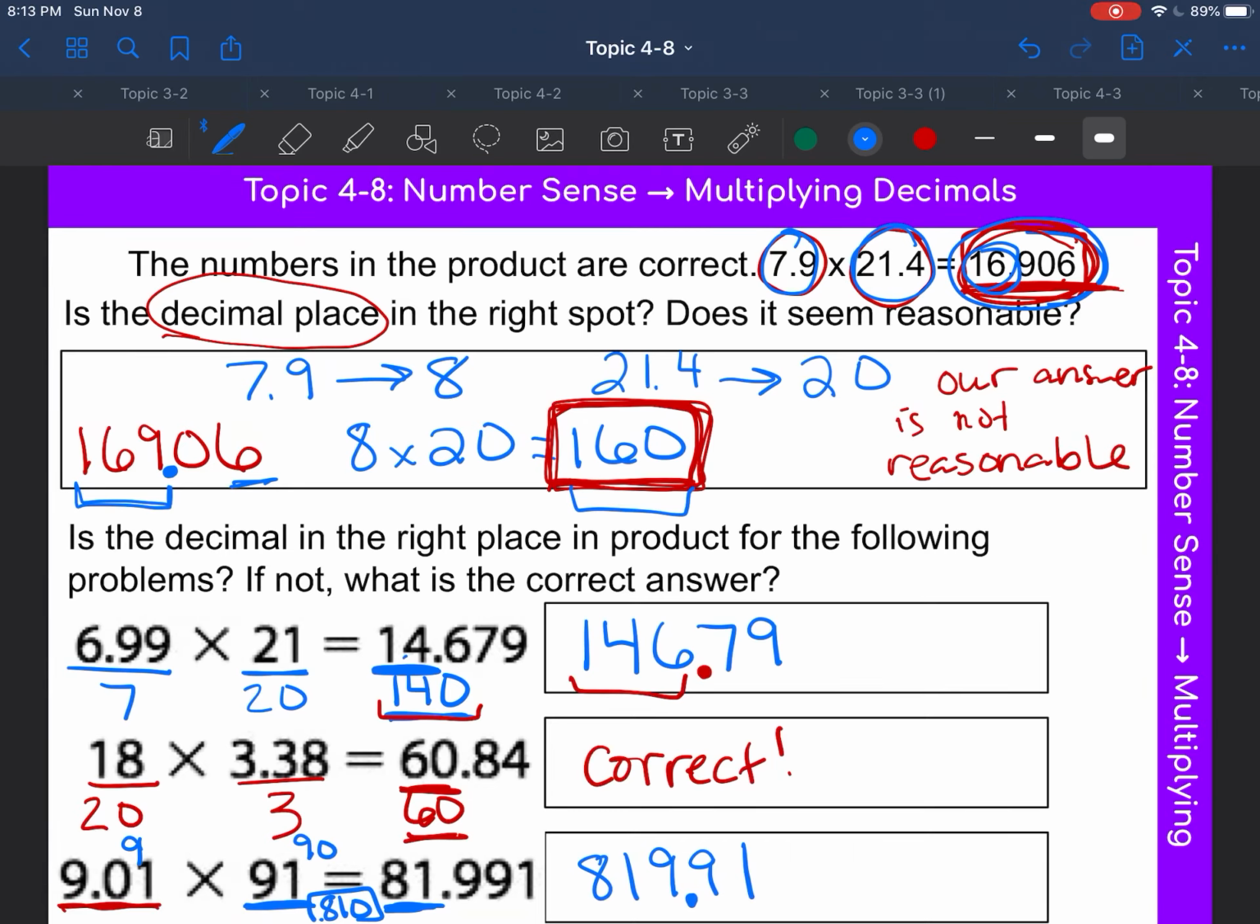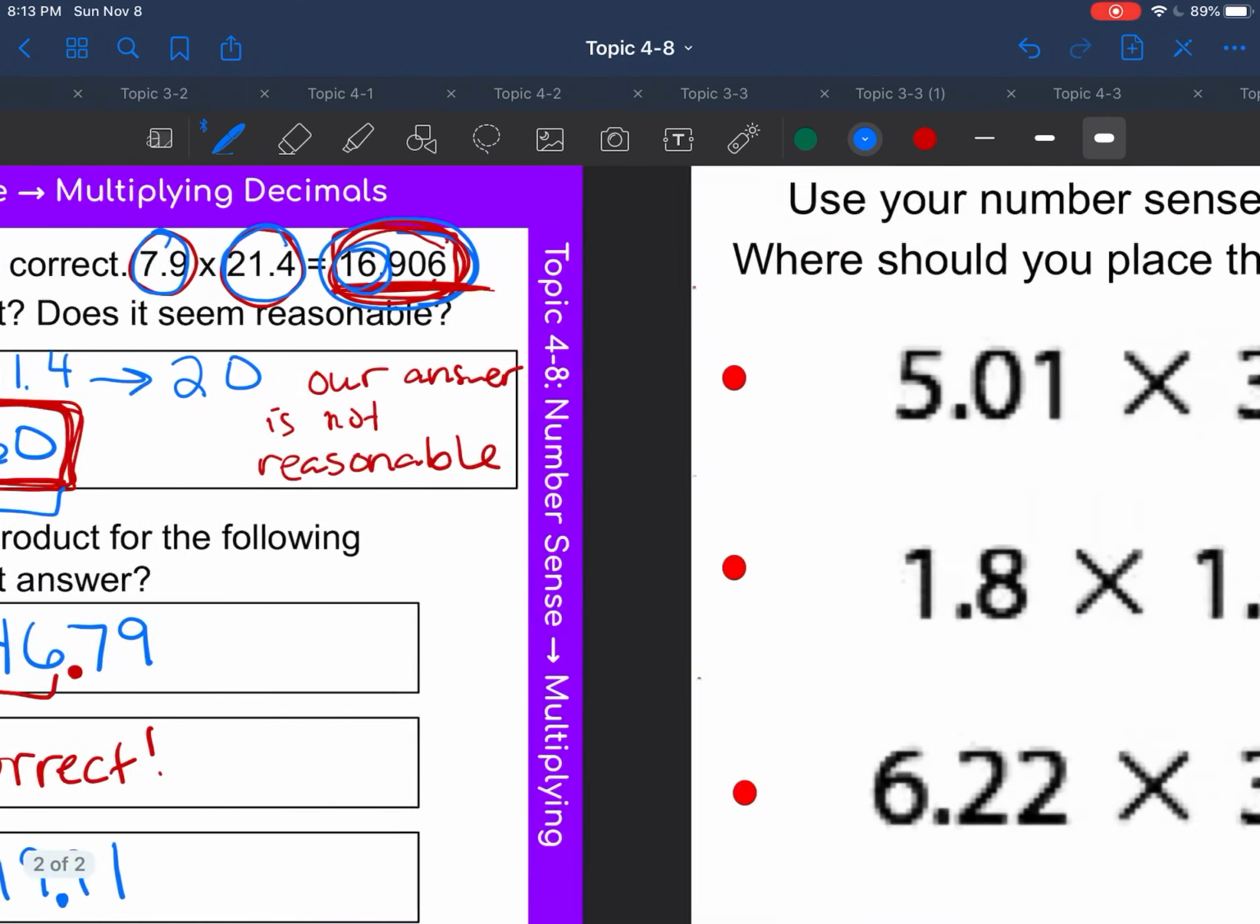All right, so that's really all you're doing. You are just estimating and then seeing where that decimal place should go so that it is close to your estimate. And again, this is a great way to also double check your work to make sure that your decimal place is in the right spot.